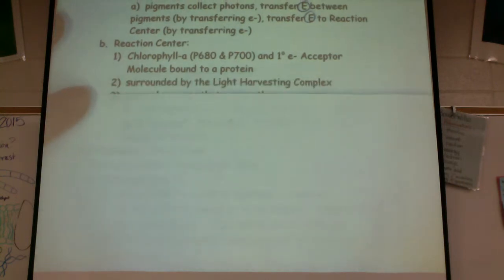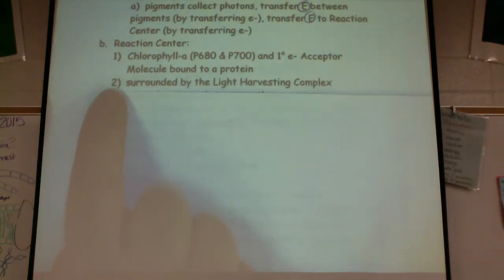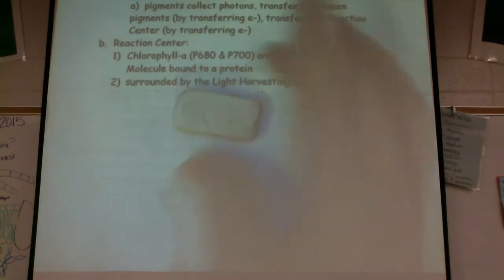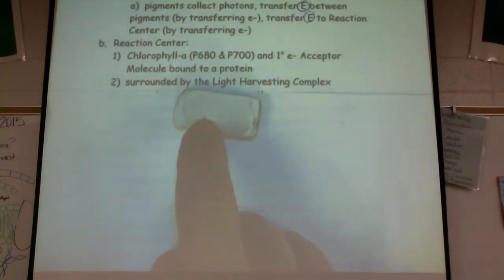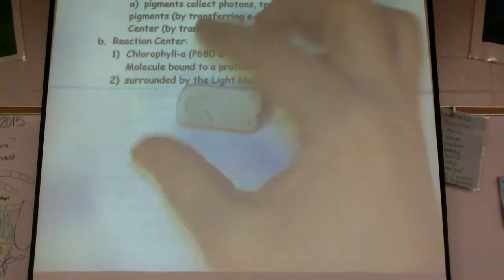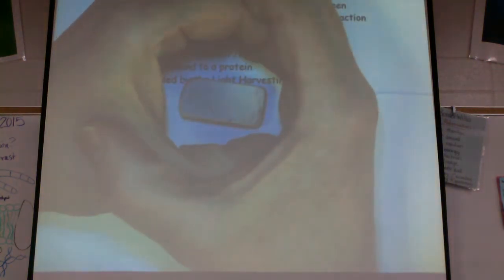So then, you've got it being surrounded by that light harvesting complex. So just like I did with this a minute ago, here's your reaction center, and here's the light harvesting complex that has the carotenoids and the chlorophyll B, and then in here is all the chlorophyll A, either P680 or P700, and it's surrounded by that light harvesting all the way around like this. A little hug of love.